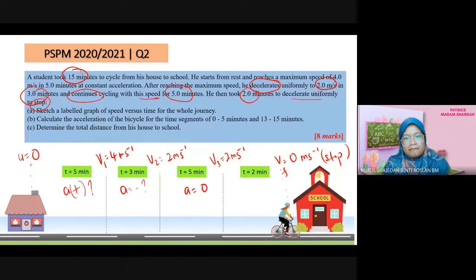Okay, so the first question, what they ask you to do is sketch and label the speed versus time graph for the whole journey. So we need to look at the speed. So we focus on the speed. So what do we have for speed here? We start with speed 0, and then we have 4, we have 2, and then we have 0. And how about the time? They give you time in minutes, so we need to change it here into seconds.